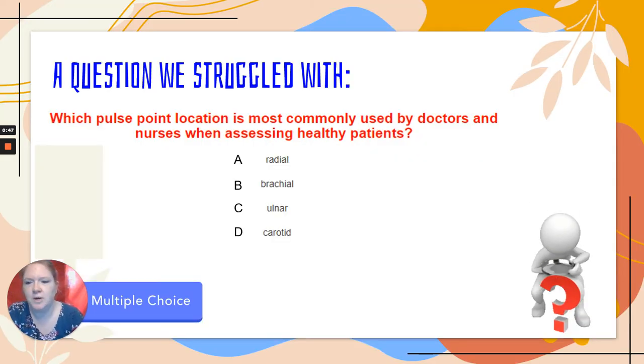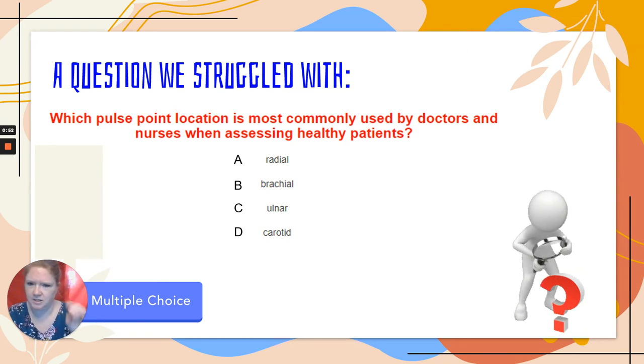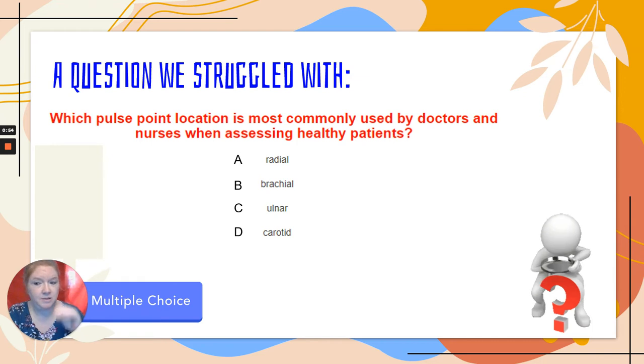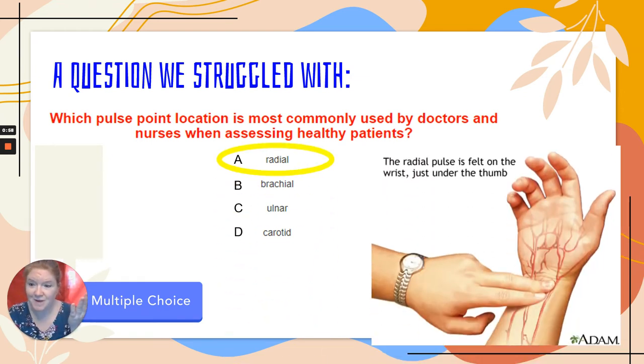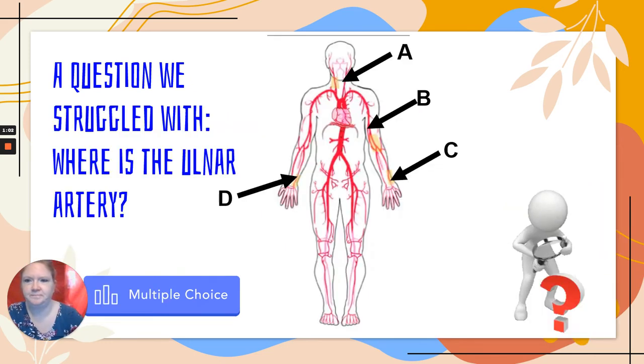Okay, so here's a question that we struggled with. Which pulse point location is most commonly used by doctors and nurses when assessing healthy patients? We just talked about it. Do you know what it is? It's the radial pulse. Okay, remember thumb side, radial pulse.